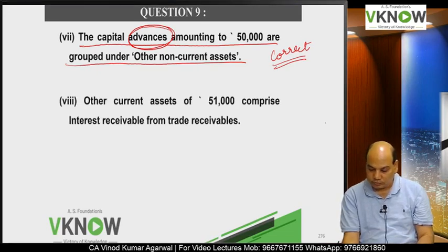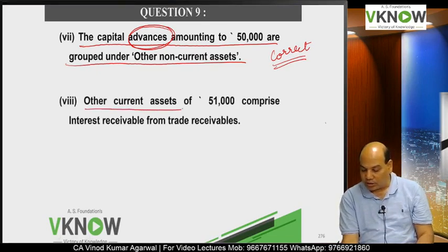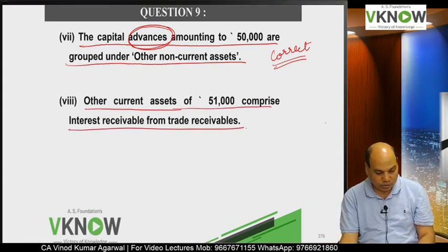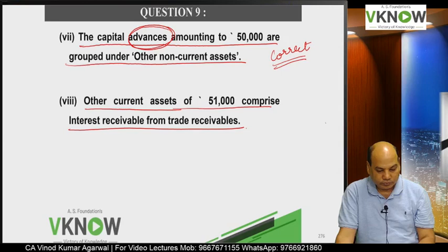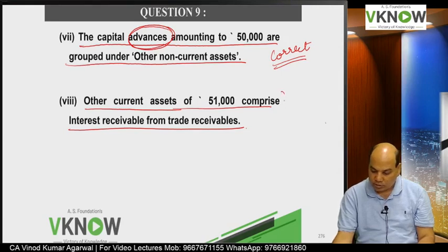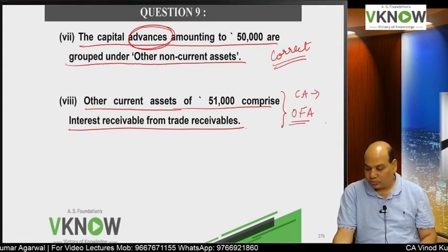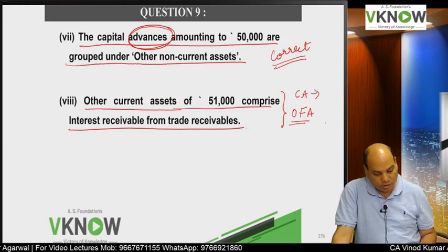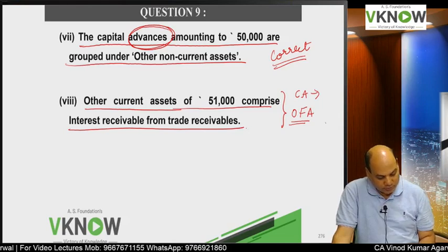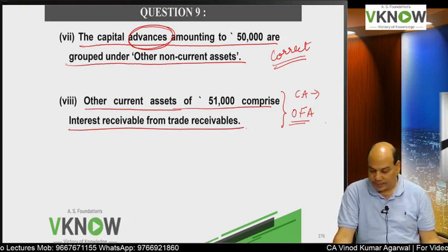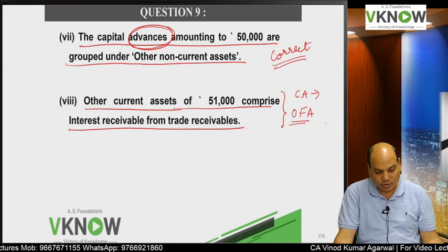Next is other current asset of 51,000, which comprises interest receivable from trade receivable. This will be other financial asset. So it will be regrouped. It will be removed from other current asset and presented in other financial asset. Is it right? Only that regrouping will be there.